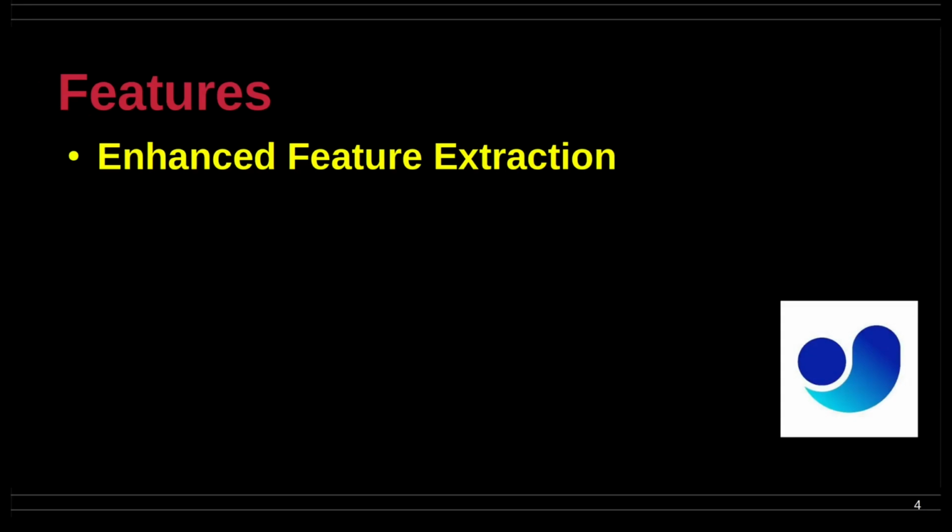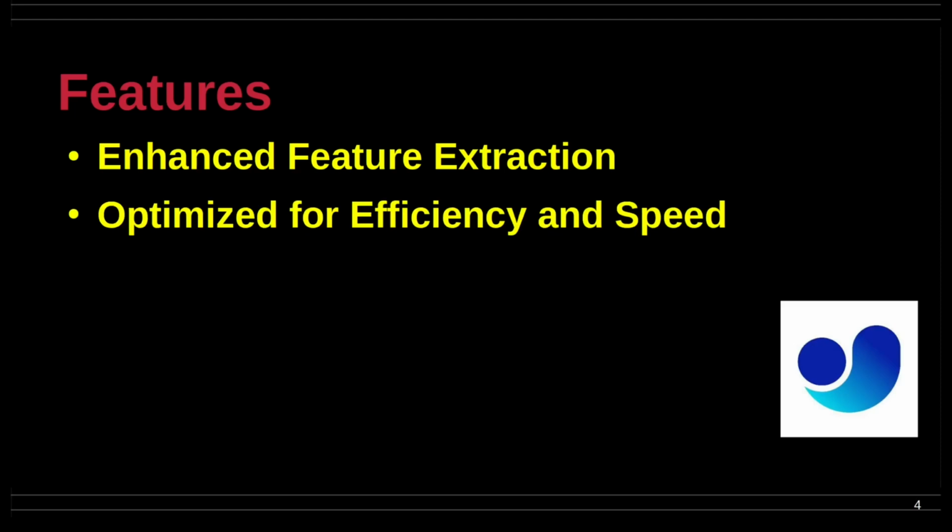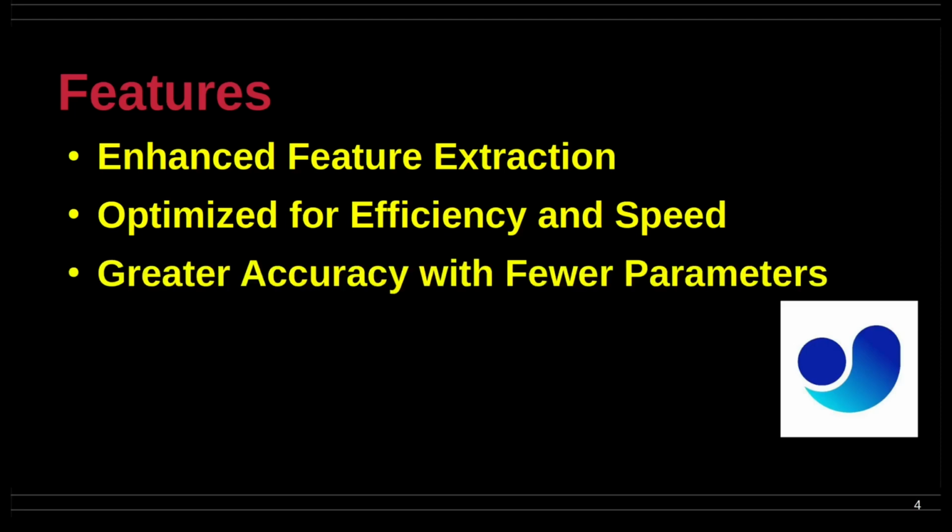YOLO11 introduces several significant advancements over its predecessors. Some of the new and improved features include enhanced feature extraction. YOLO11 employs an improved backbone and neck architecture, enhancing feature extraction capabilities for more precise object detection. Optimized efficiency and speed. Refined architectural designs and optimized training pipelines deliver faster processing speeds while maintaining a balance between accuracy and performance.